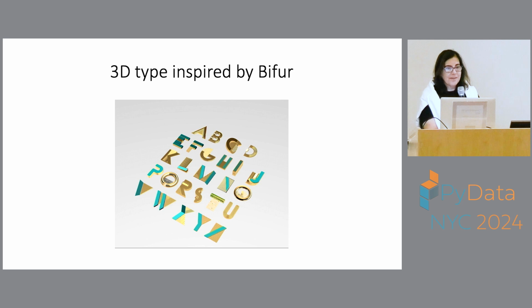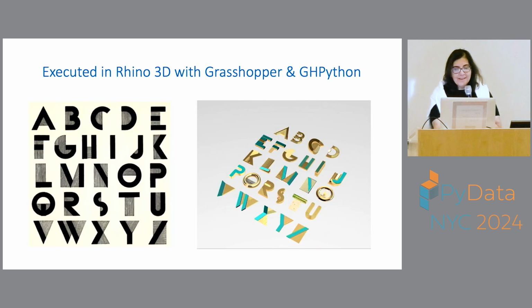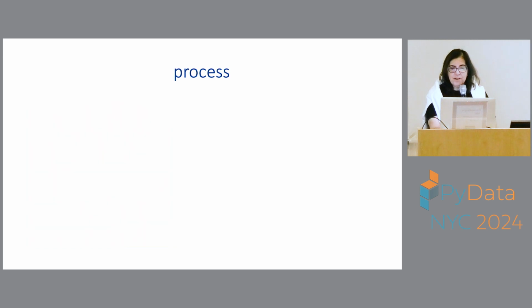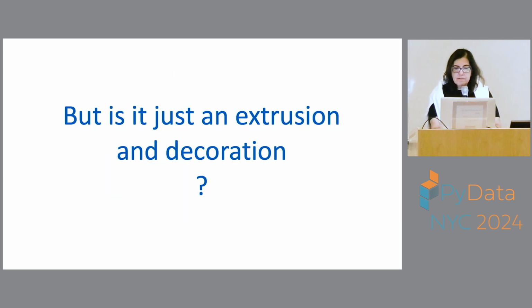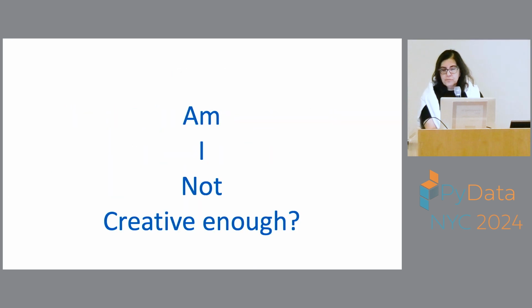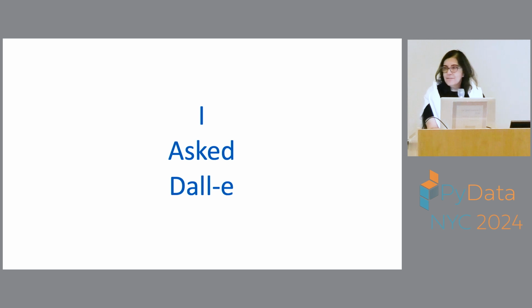it's not really innovative. It is extrusions, it's surface coloring, and maybe there's a 3D element to it. This was the process of taking the type, the Bezier curves, putting them into Rhino, and then using Grasshopper. But is it just an extrusion? Am I creative? So I asked an AI, could you come up with 2D type?